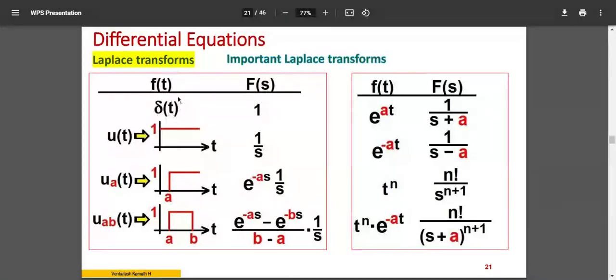So delta t is an impulse function. If you have an impulse function delta t, the Laplace transform of that is 1. So what is an impulse function? It is a sudden jerk, a sudden rise. Till a particular time interval, there is no output at all. Output is zero.